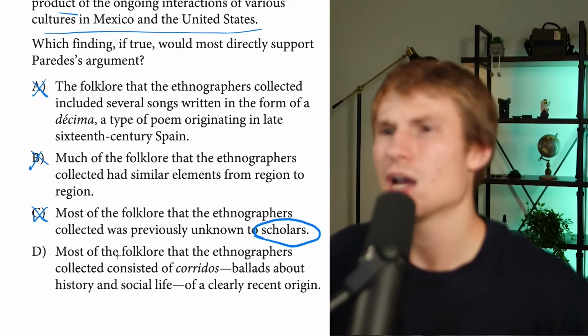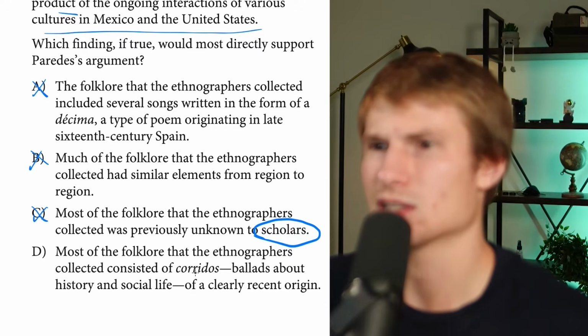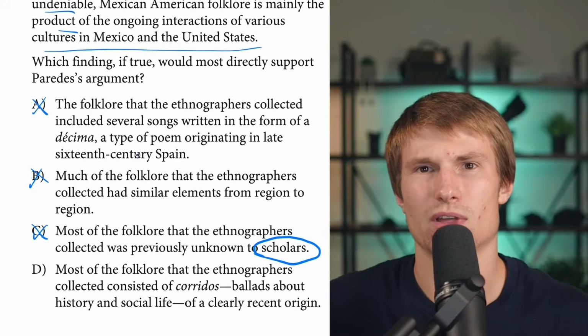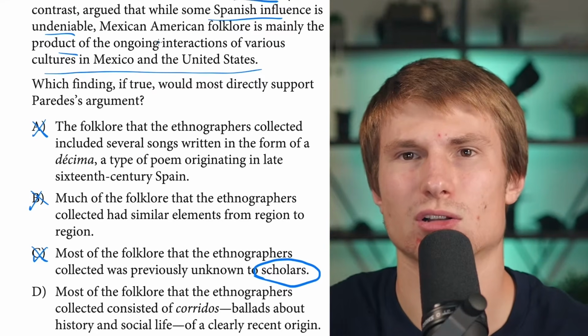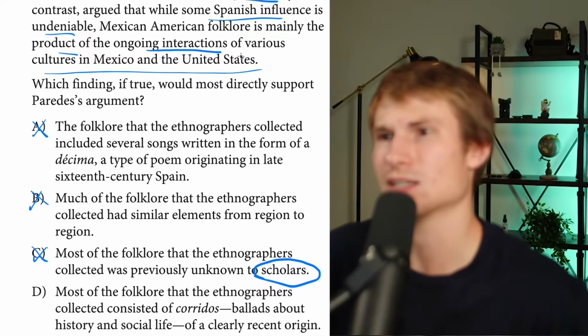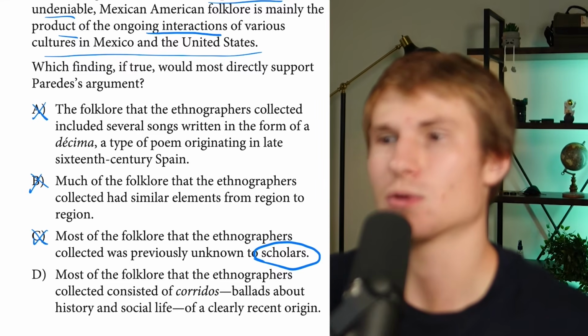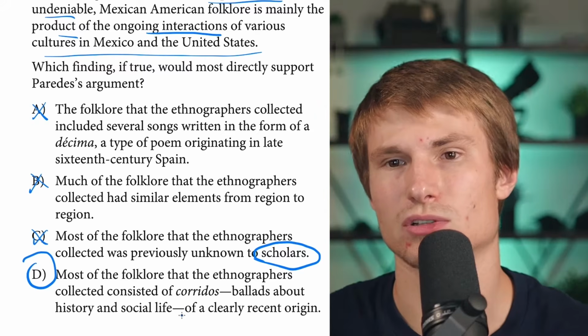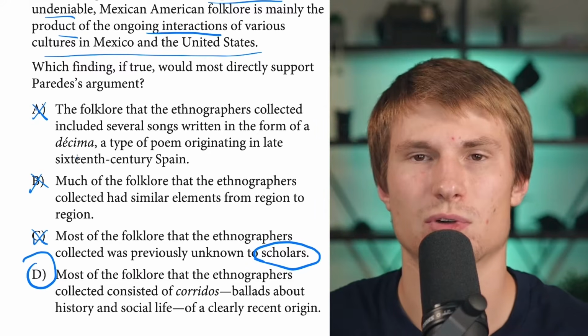We have D. Most of the folklore that the ethnographers collected consisted of corridos, ballads about history and social life of a clearly recent origin. Okay, well, that would make sense with our claim, because our claim is that it's the product of ongoing interaction, so current and recent interactions of various cultures in Mexico and the United States. So D, that most of the folklore that the ethnographers collected consisted of corridos, ballads about history and social life of a clearly recent origin, would probably make the most sense there.